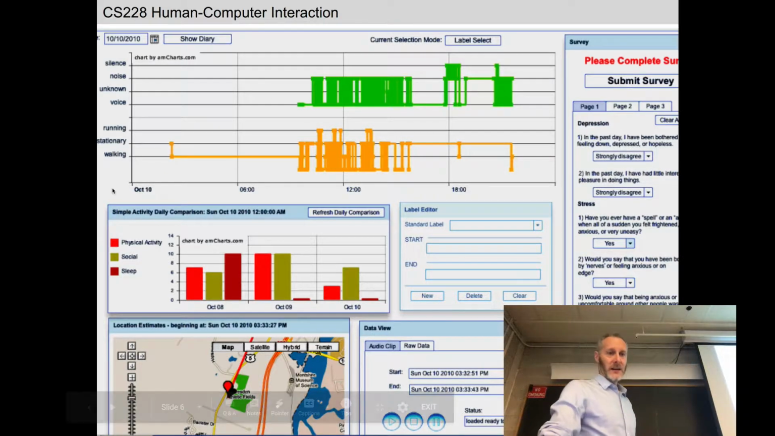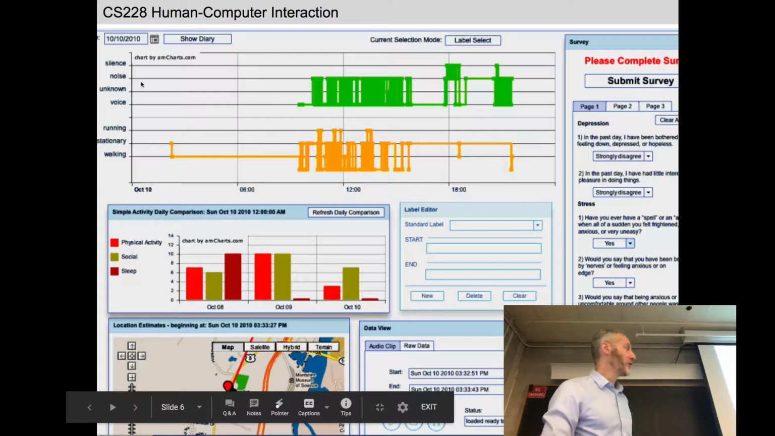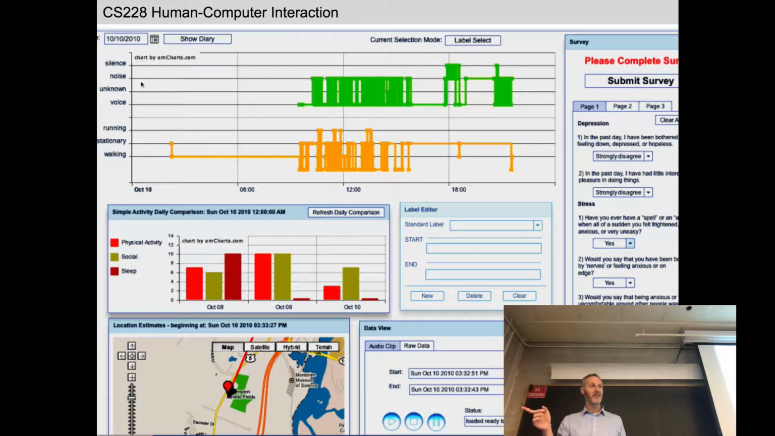Microphone was the first role. Exactly, a microphone. So the authors of this paper, the same authors of the paper we just looked at, are again using a microphone to try to infer something about social activity. Is the user hearing silence, noise? Are they speaking? Are they being spoken to? Or is it something else?